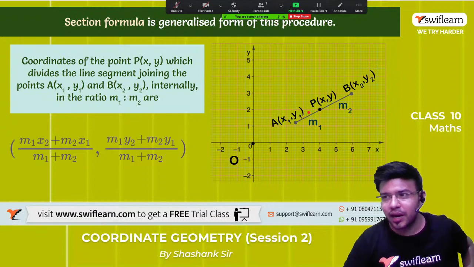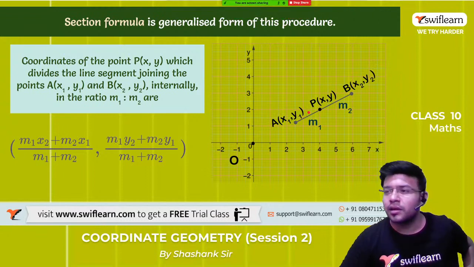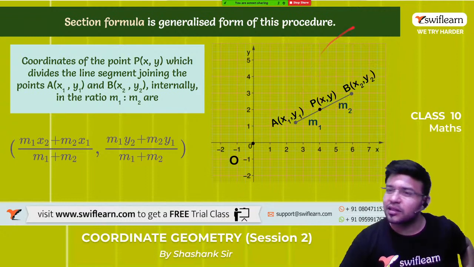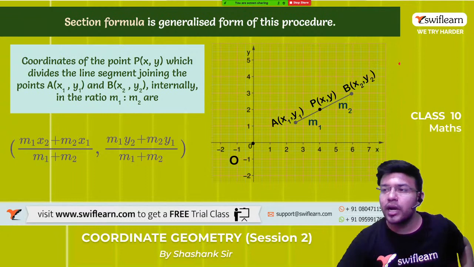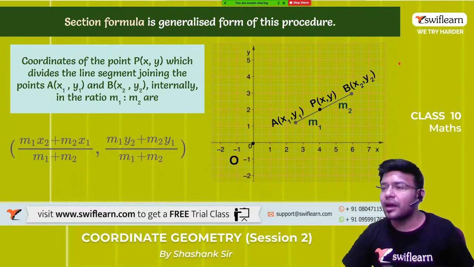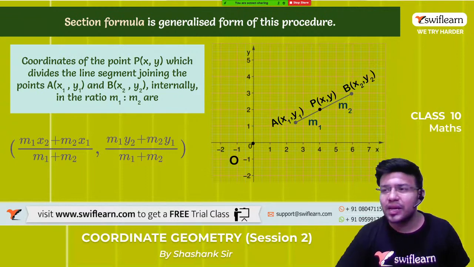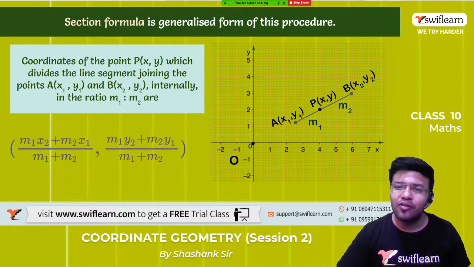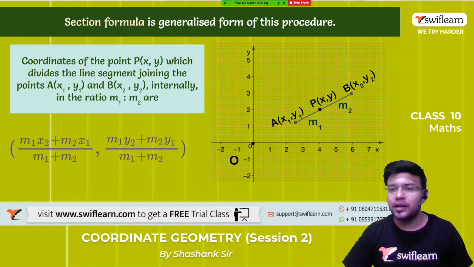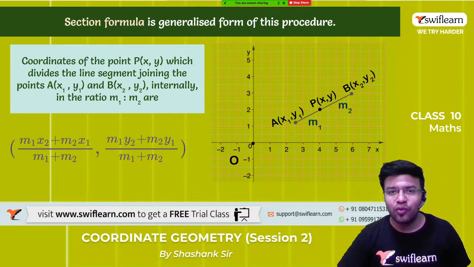When you go to the higher standards, or in engineering subjects, you may also get a point P dividing this line externally, where the point P is outside the line segment AB. Okay, so this syllabus is related to 10th standard, and you only have points dividing the line segment internally. So we will only focus on points dividing the line segment internally, in the ratio m1 is to m2.